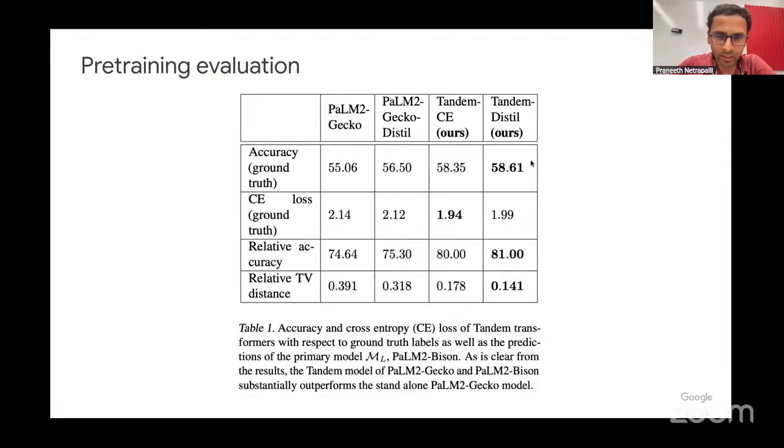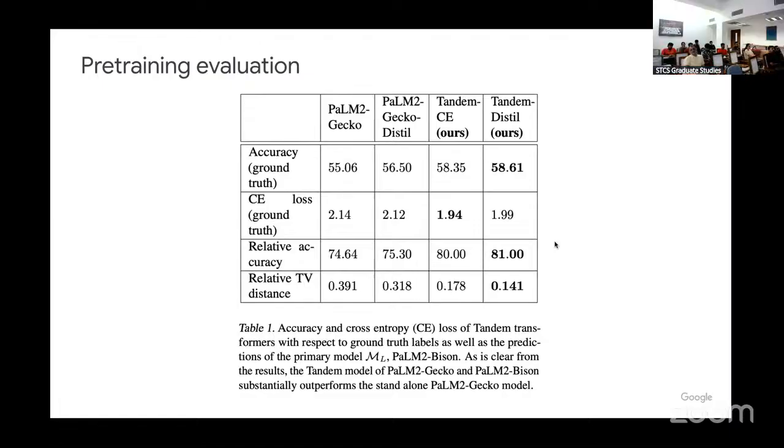What we can see here is that on all the metrics on pre-training data, we have accuracy compared to ground truth, cross entropy loss with respect to ground truth, and relative accuracy and relative total variation distance, both of which are with respect to the large model. We see that on all of these metrics, the tandem model achieves much better performance, higher accuracy and lower loss, compared to the ones where we are just looking at the small model by itself.